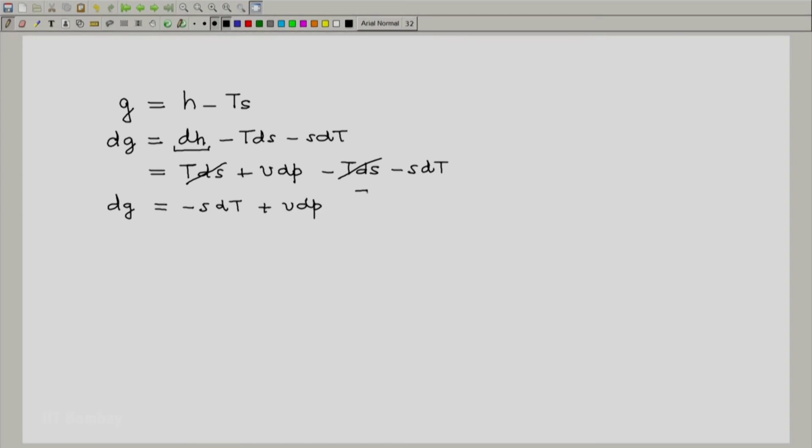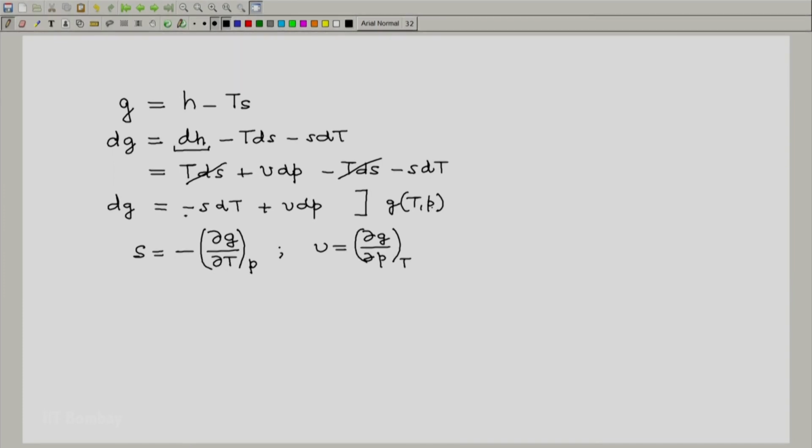So here we can consider G to be a function of T and P, and since the right hand side is also an exact differential as is the left hand side, we should have S equal to minus, because of the negative sign here, the partial of G with respect to T at constant P, and V equal to the partial of G with respect to P at constant T.